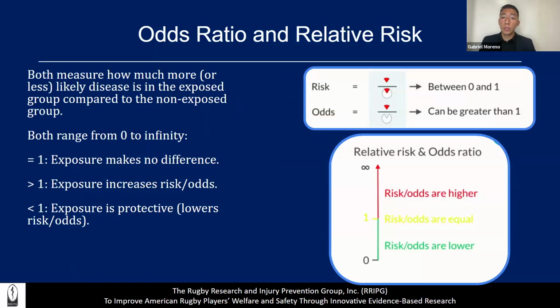If it's greater than 1, then that means that the exposure increases risk. So me smoking increases my risk of getting cancer. And now if it's less than 1, that means the exposure decreases risk. Obviously smoking doesn't decrease my risk of getting lung cancer, but we could say wearing sunscreen decreases my risk of getting skin cancer. That would be an example of that.